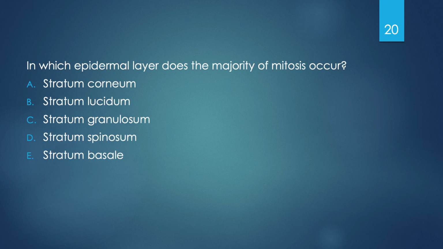In which epidermal layer does the majority of mitosis occur? A. The stratum corneum, B. The stratum lucidum, C. The stratum granulosum, D. The stratum spinosum, or E. The stratum basale. Well, we talked about this earlier about how everything starts at the most deep level and works its way up. So even if you didn't know anything, you'd probably guess the basal layer is probably the bottom. So yes, in fact, E is the correct answer.